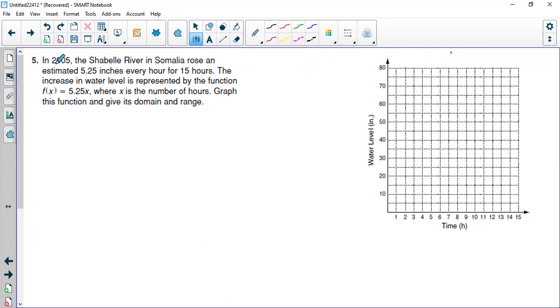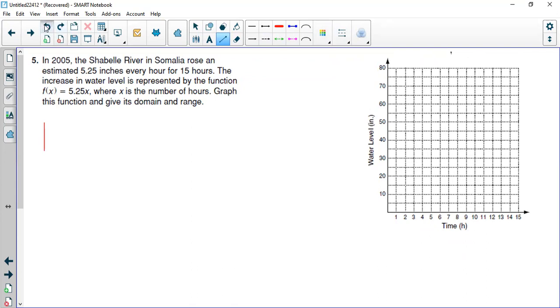What does the question say? In 2005, the Shabelle River in Somalia rose an estimated 5.25 inches every hour for 15 hours. The increase in water level is represented by the function f of x, which is also y, equals 5.25x, where x is the number of hours. Graph this function and give its domain and range. Okay, so here we have to draw the table and we have to graph it, and then also we are going to give the domain and the range.